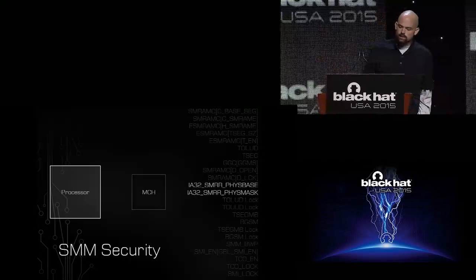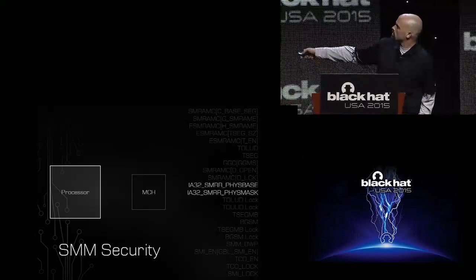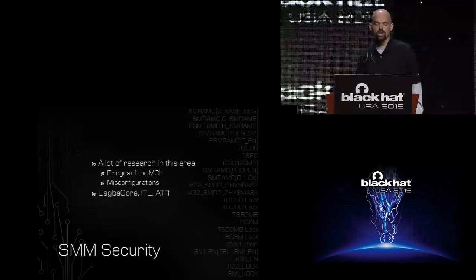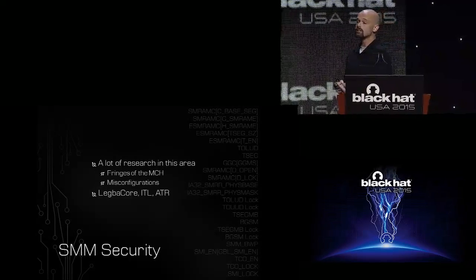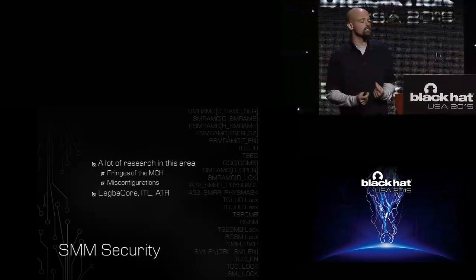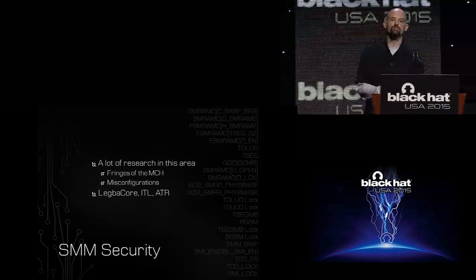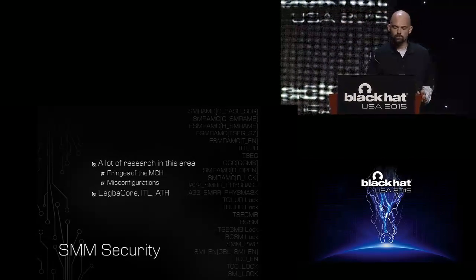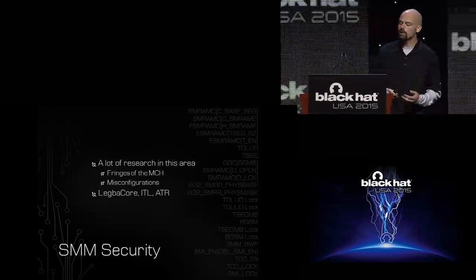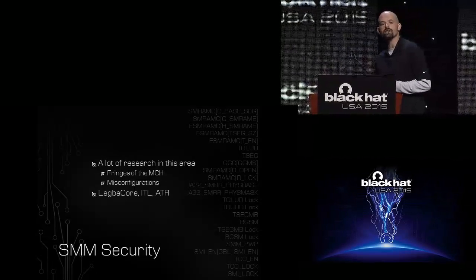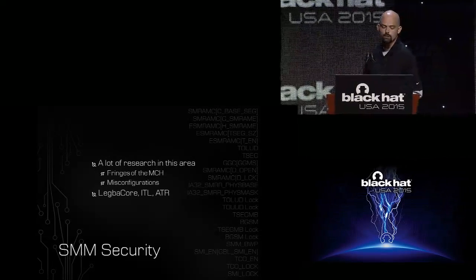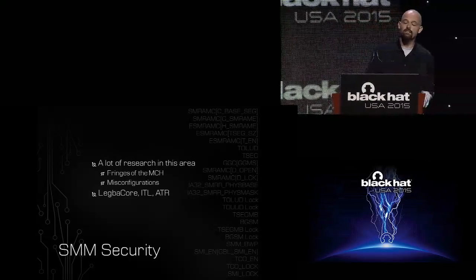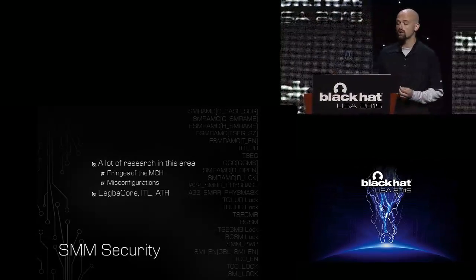So a lot of these locks, well, some of these locks are on the processor itself, but most of these locks exist in the memory controller hub. So as far as how we can get around these things, there's a lot of really, really cool research going on right now on how to circumvent these protections in order to dive into ring -2 code. So there's ways of attacking the fringes of the memory controller hub, ways of exploiting misconfigurations in the firmware and SMM code. So if you're interested in that kind of thing, you should check out the research from Legbacor and ITL and ATR. Some really cool stuff going on here.